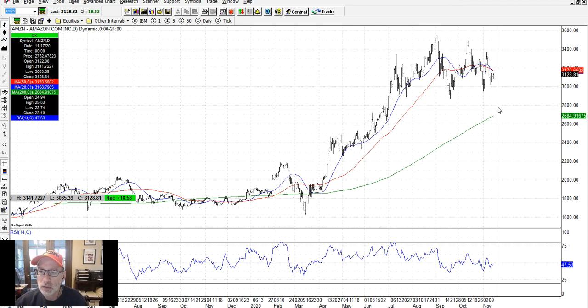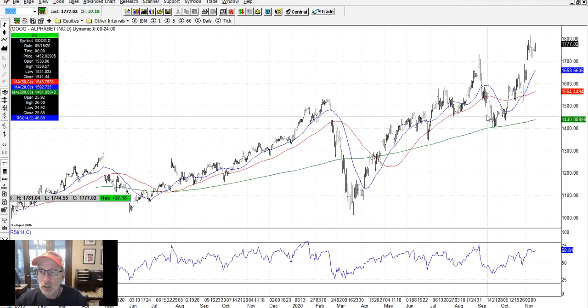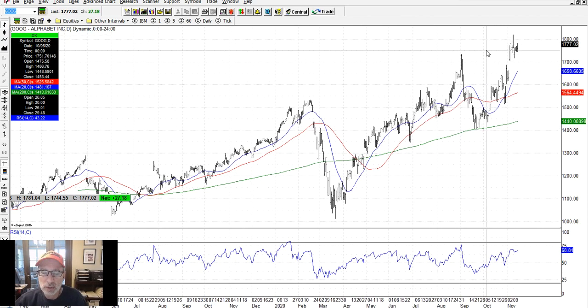It's important to see the averages sloping upwards. So what else? We have Google. Google's been very, very strong. A long time ago, we talked about how it bounced off the 200-day moving average, and it's just been going higher since. So Google is a very strong stock, looking good. I don't see Google having any trouble in the future.